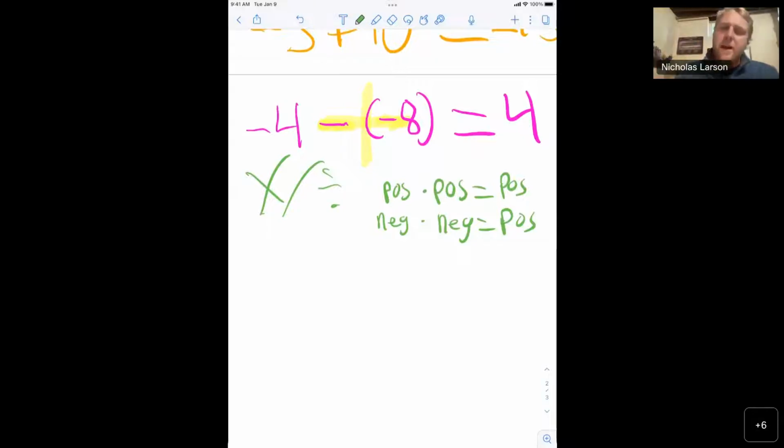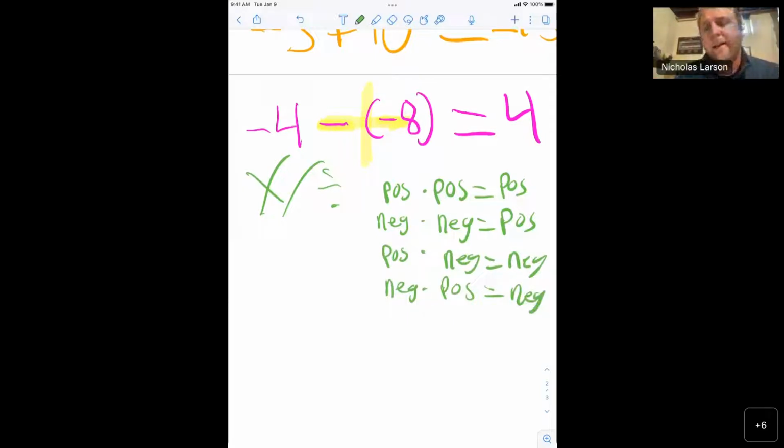But if you ever have two numbers that are different, so say one positive and one negative, that's going to equal a negative. Or if you have a negative first multiplied by a positive, that's still going to equal a negative. Does anyone remember how Mr. Larson described this in the video? There was a special way I described it. Does anyone remember?